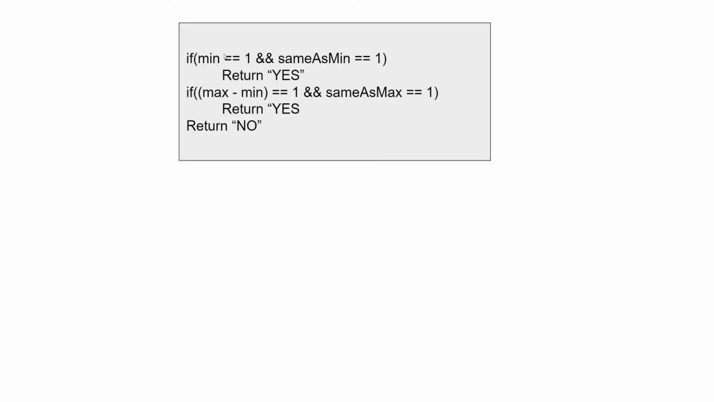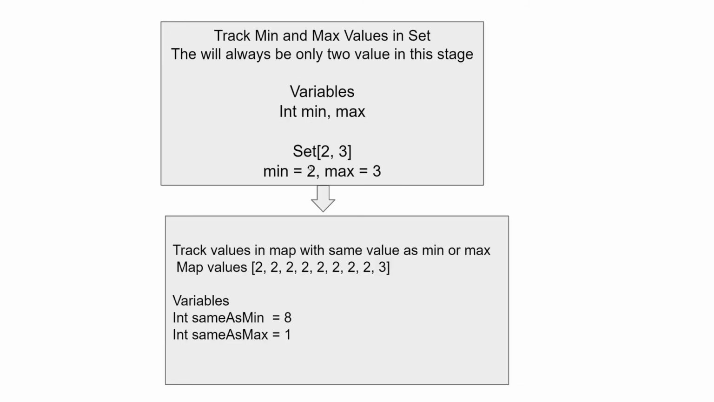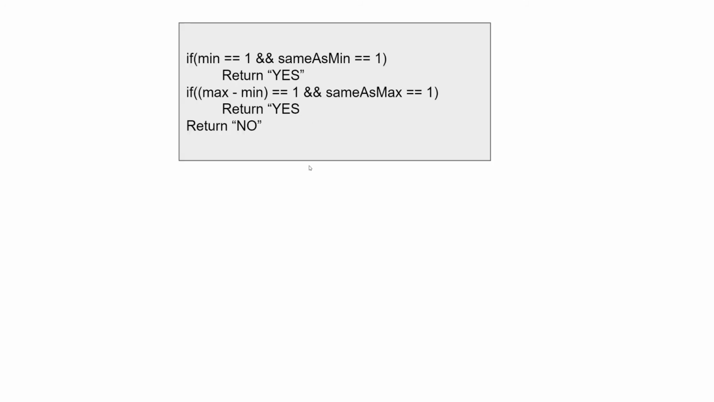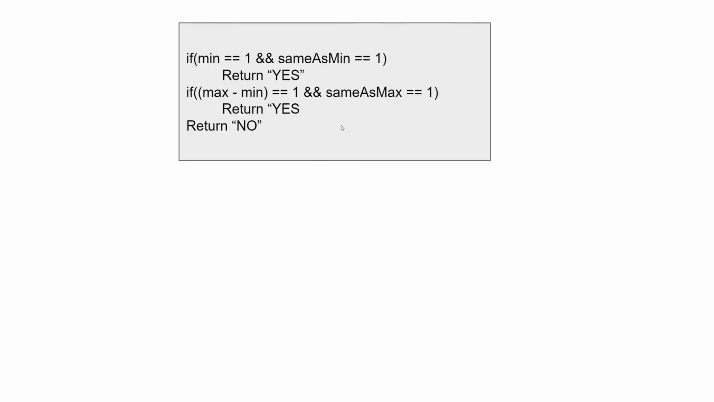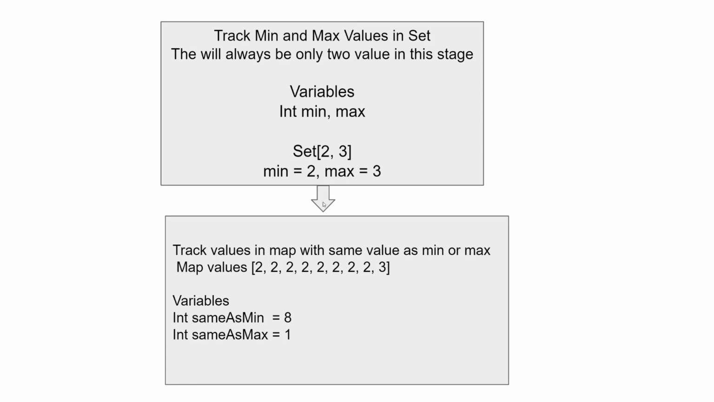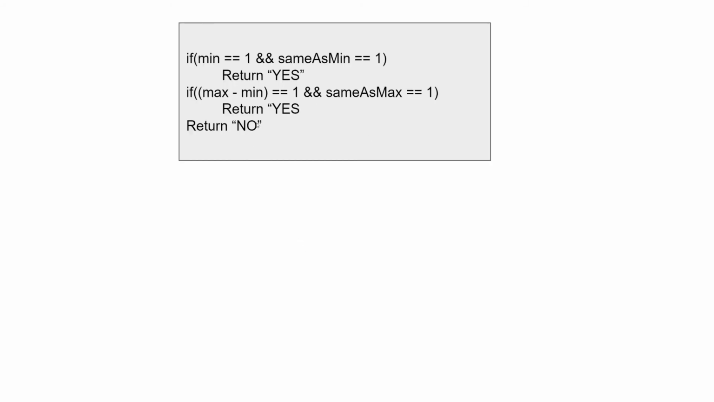So we come down here, we're going to check, is our min equal to 1? No, it's not equal to 1. It's equal to 2, so we could just forget that, because we're ANDing. And then we're going to check, is our max minus min equal to 1? Yes, our max minus min is equal to 1. And is our same as max equal to 1? Yes, our same as max is equal to 1. So we go ahead and return yes here. And for this, we get yes.